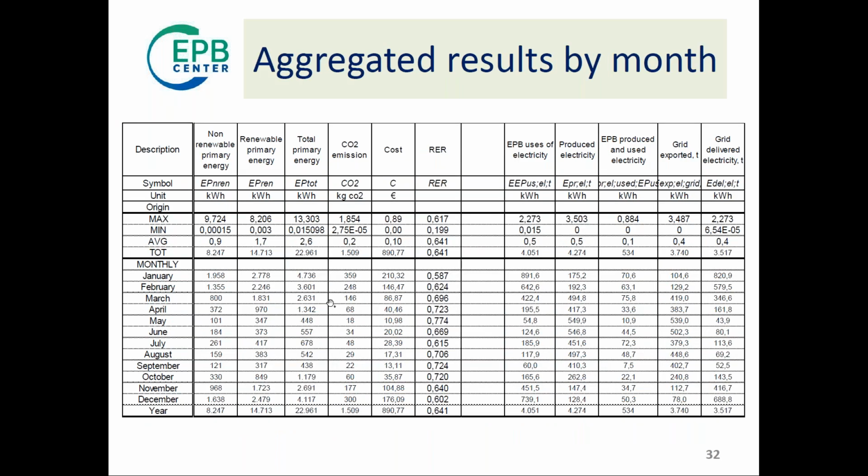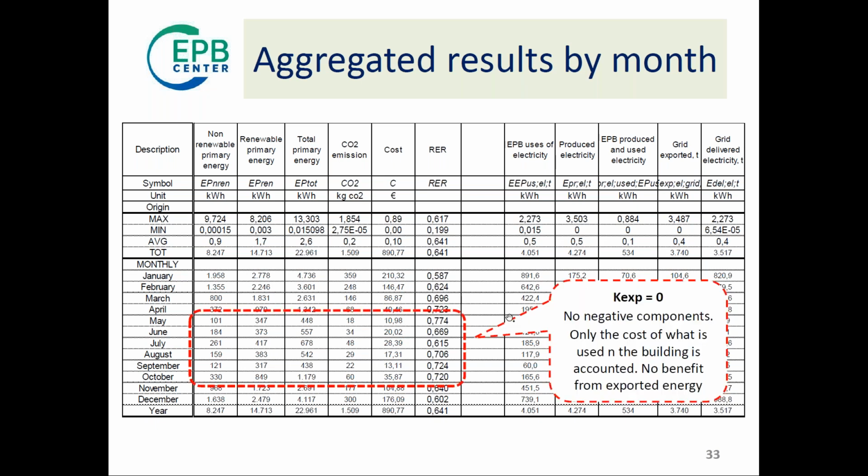But if we go to the result, you will see here that in no month we have a negative value. We have no compensation, because with K exported equals 0, we are accounting everything that is needed to provide the services for our house, wherever they do come from. So here you're paying some electric energy. Of course, we have PV, but at some time you need indeed some electricity from the grid, and this is accounted for in this calculation. No negative components, only the cost of what is used in the building is accounted. So no benefit from exported energy.